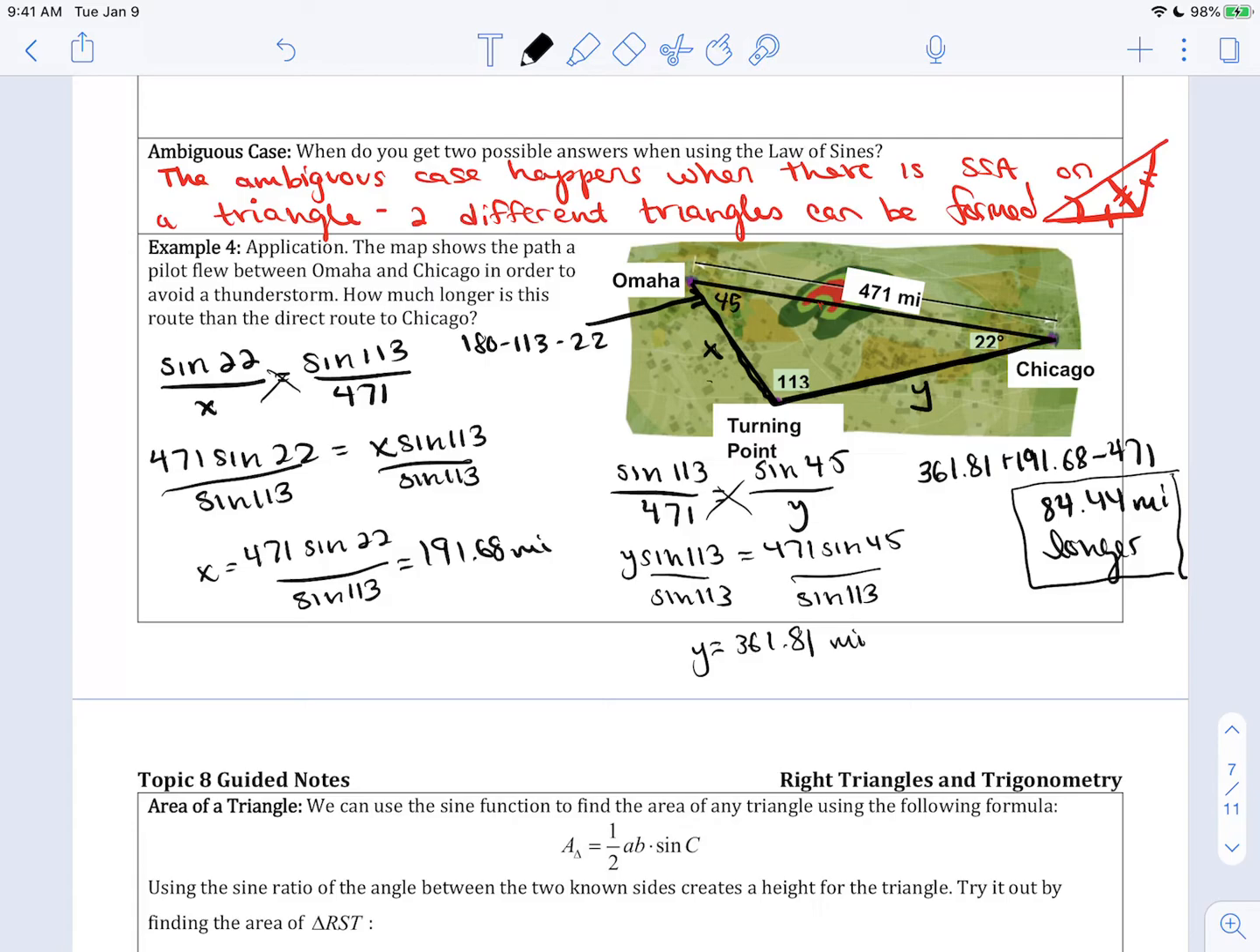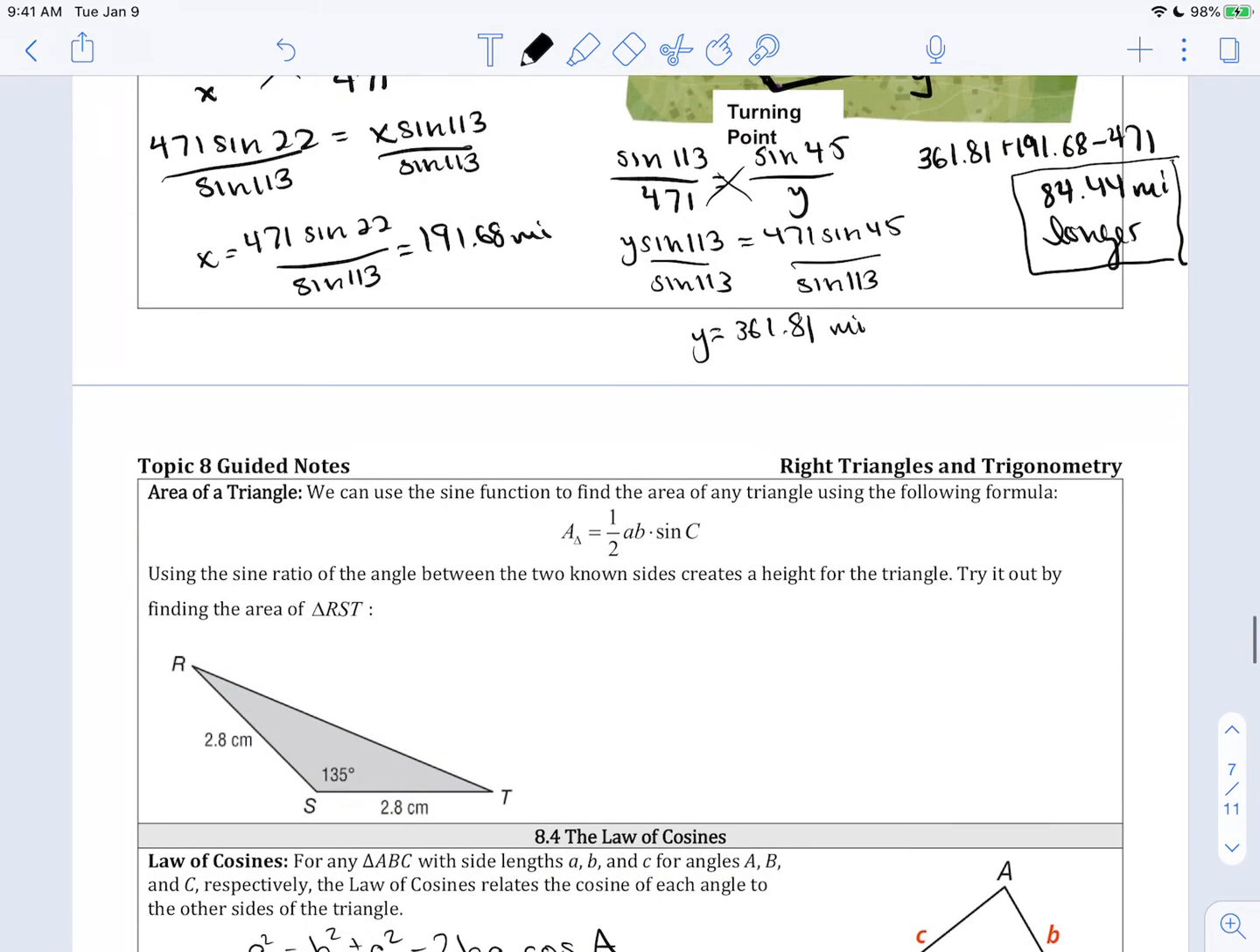All right, let's do this last example. So with law of sines, you can find the area of a triangle, and we have an equation for area of a triangle with law of sines. That equation is 1/2 a times b sine c. Using the sine ratio of the angle between the two known sides, create a height for the triangle. Try it out by finding the area of RST.